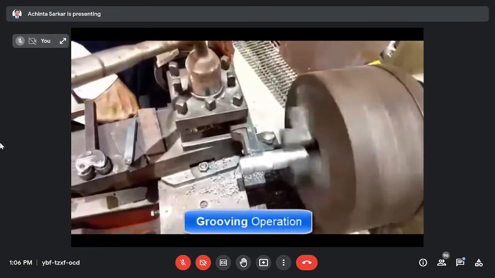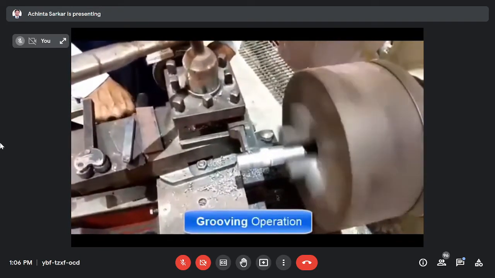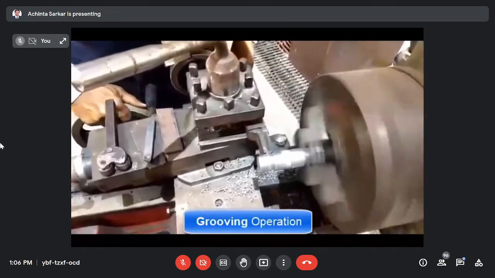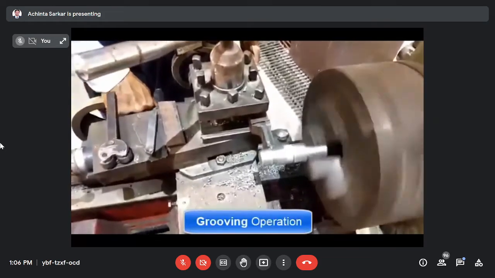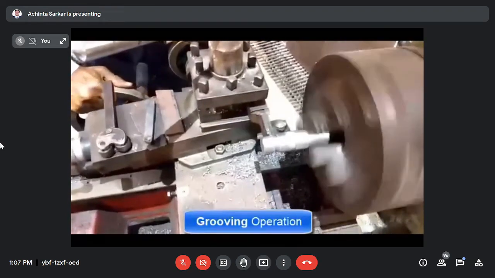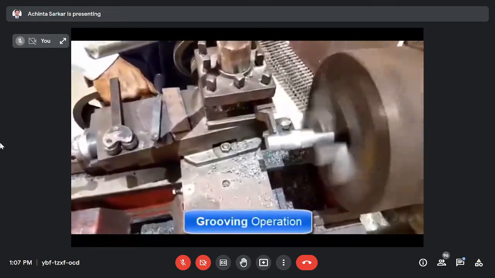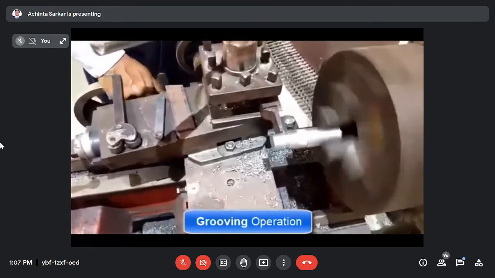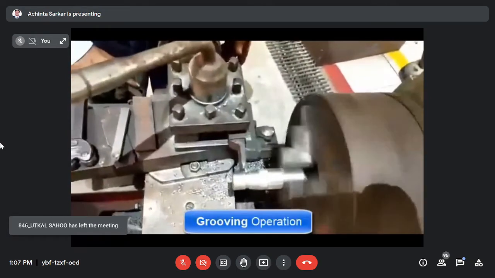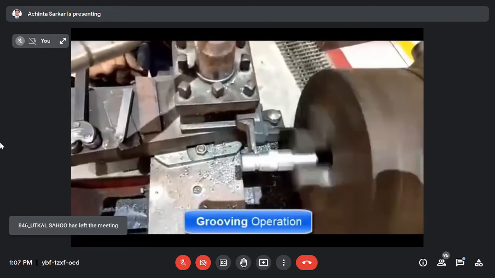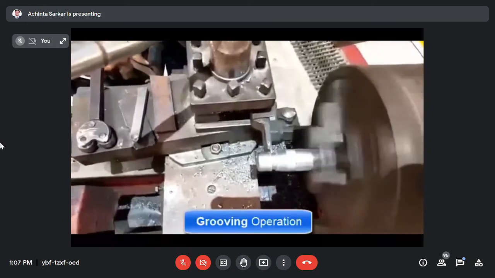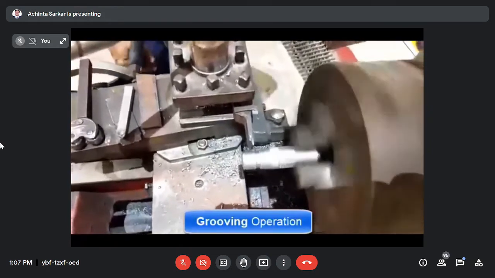Now the metal is being removed smoothly, cutting with the cutting point of the tool and doing the grooving operation. Move the cutting tool in a to and fro motion in between the marked length. The cutting tool keeps moving to and fro in between the given length. Now your grooving operation is over.